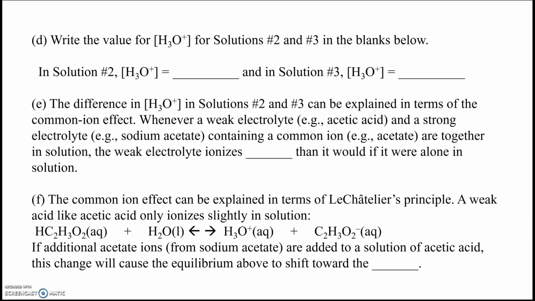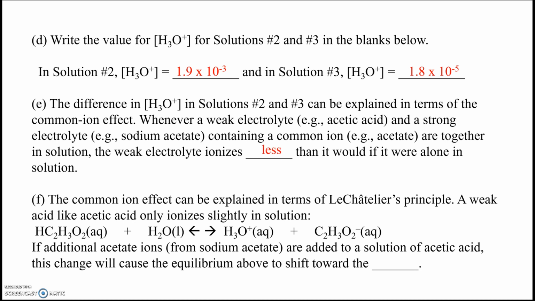All right, now we want to write the values for our hydronium ion concentrations for the second and the third solutions. And we see that we had 1.9 times 10 to the minus 3 and 1.8 times 10 to the minus 5. Now, why are they so different? Well, we can talk about this when we talk about what we call the common ion effect. I have a weak electrolyte, in our case acetic acid, and I have a strong electrolyte, sodium acetate, and when they're together in a solution, the weak electrolyte ionizes less than it would if it were alone in the solution.